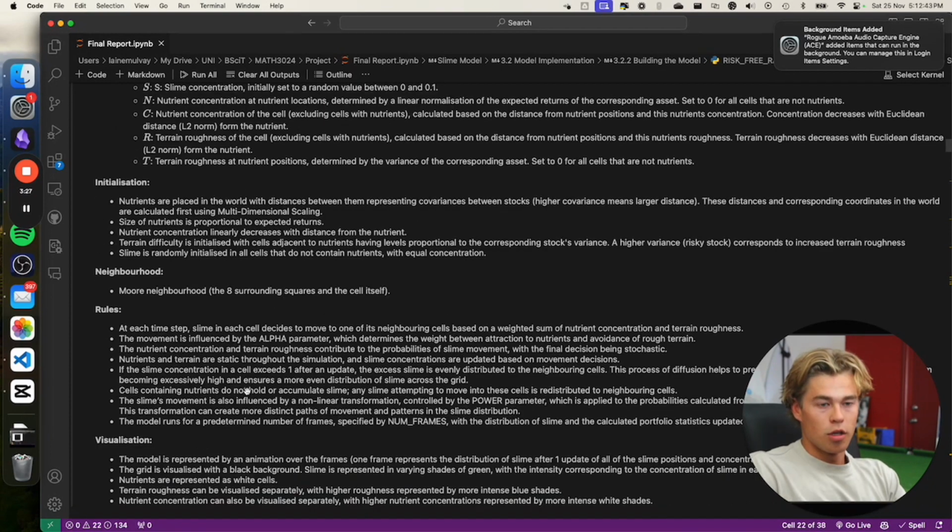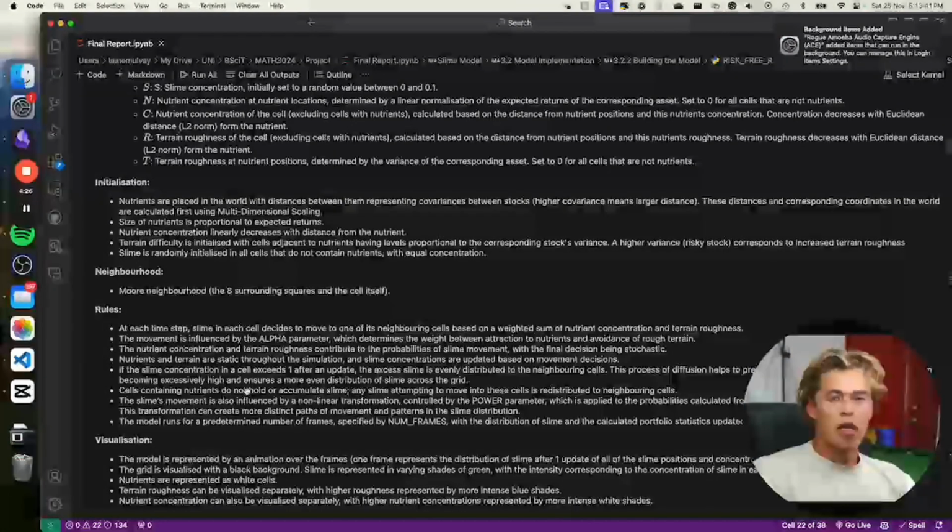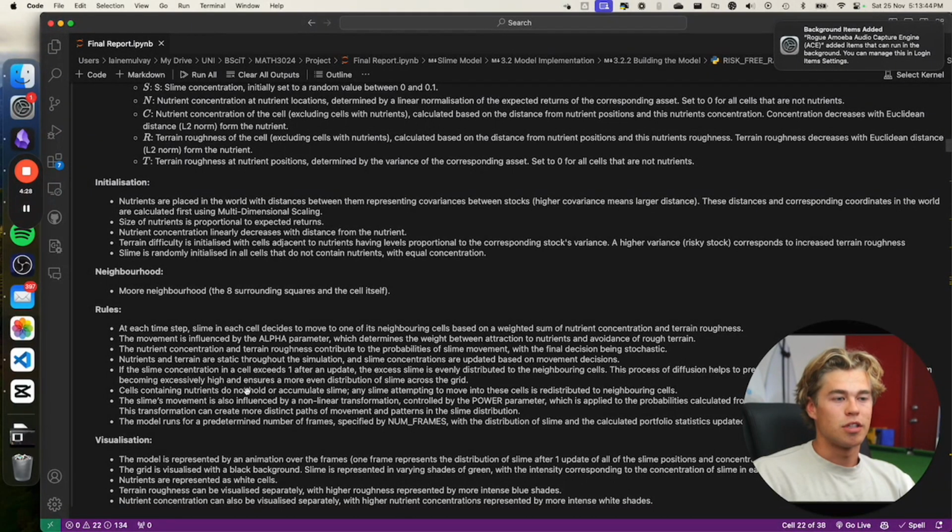So the hardest part of this model is figuring out how to implement the problem of portfolio optimization in the slime model. Now, there's three main parameters that govern the problem of portfolio optimization, and the hard part was figuring out how to implement these three parameters in my slime model.